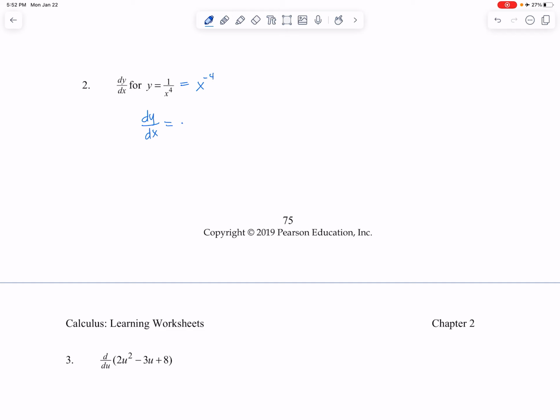Okay, we're taking the derivative, dy dx, the derivative of y with respect to x. I bring down the negative 4, and then I subtract 1 from the exponent. So this is going to leave us with negative 4x to the negative 5. Now I don't want to leave it with the negative exponent, so I'm going to rewrite it as 4 over x to the 5th. That way it's a positive exponent. That's just one of those preferred things. I don't like leaving negative exponents in my final answer.